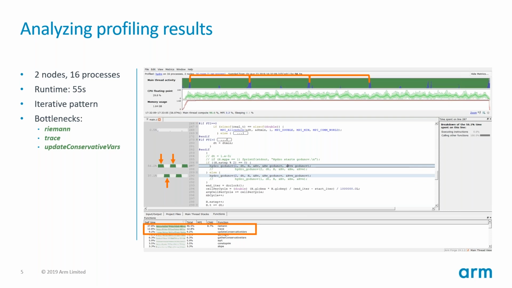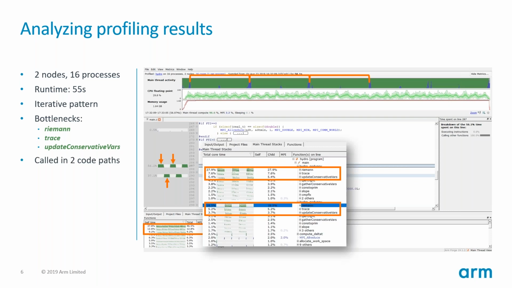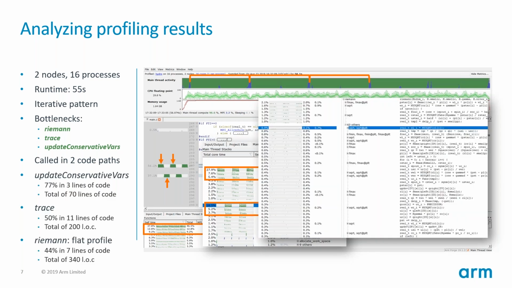The time activity reported for this section indicates that they are called numerous times and also seem to follow an iterative pattern. The stack view shows that these functions are called in two different code paths. Clicking on the plus sign gives a breakdown of the time spent in this path and helps to understand their behavior, and in particular, which lines of code are the most time consuming.